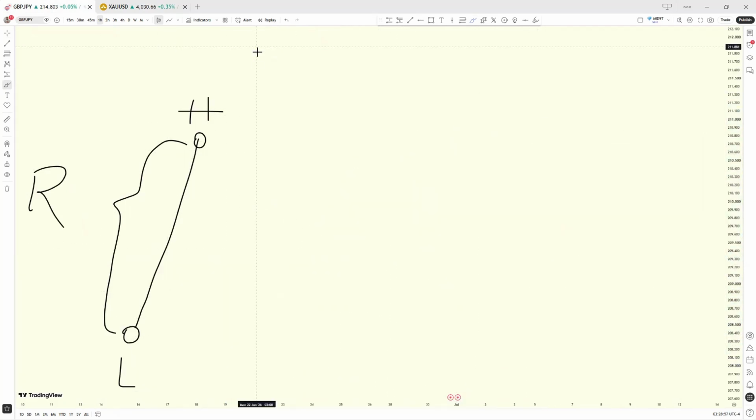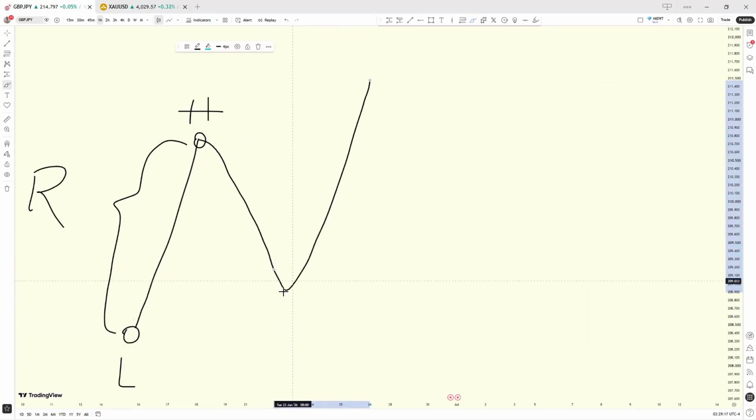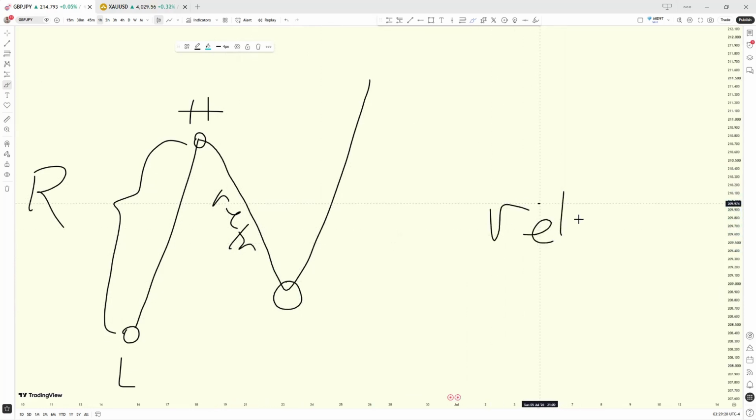Good. Now, the process where the market from this high comes down, but still follows the rule of bullishness by not going below this low, the process of it coming down and then going up again to form a new low, this process is called a retracement. Let me write it out so you know what I mean. Retrace.